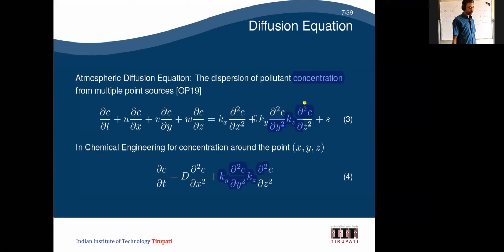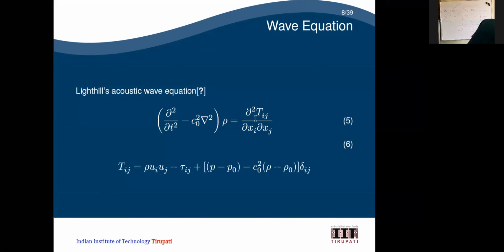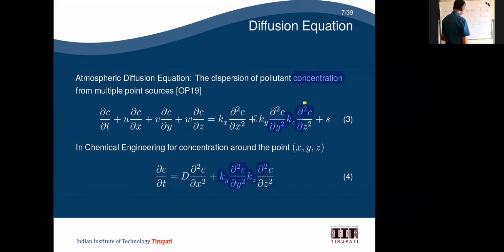Okay, the same thing is applicable in chemical engineering also. This equation is not correct. The correct equation I will just write. So for the first one, the correct equation is Ct plus u Cx plus v Cy plus w Cz equal to Kx Cxx, where C is nothing but the concentration of the pollutant.